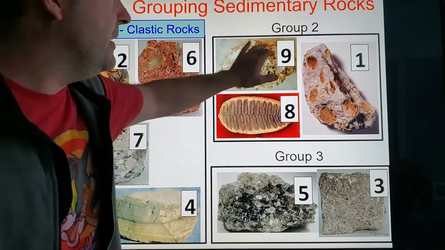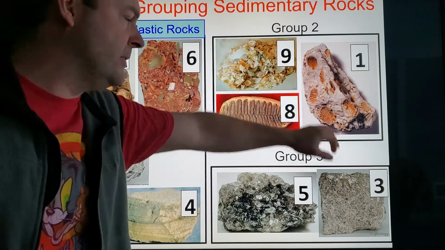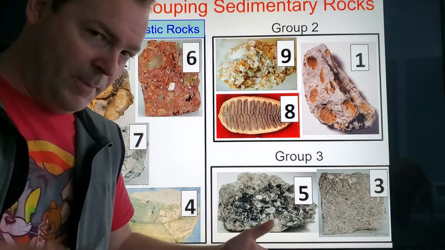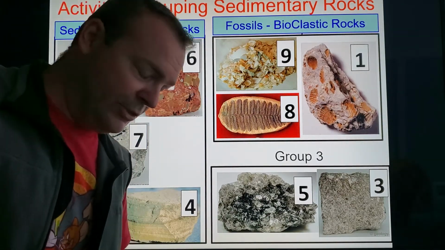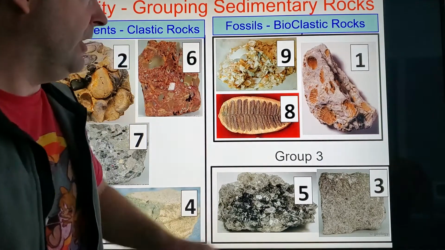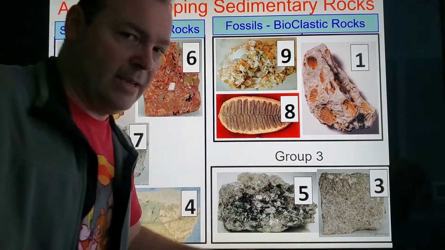Over here, probably the easiest thing to observe, of course, is the fossils. That's evidence of a past living thing. So they call those bioclastic, right? Biology, the study of life. Well, this is evidence of past life.